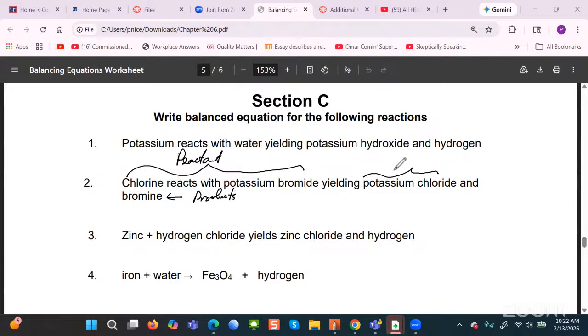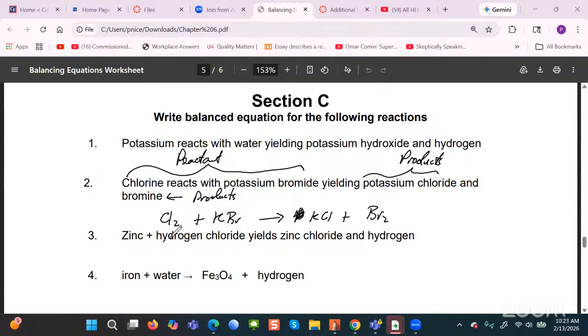All right. And then I would write down the unbalanced equation with the reactants on the left and the products on the right. In this case, chlorine is one of those diatomic molecules I mentioned before. So I'm going to put Cl2 plus potassium bromide. The formula of that is KBr. And then on the right side, I'm going to put the formula for potassium chloride, which is KCl, plus the formula for bromine, which is Br2.